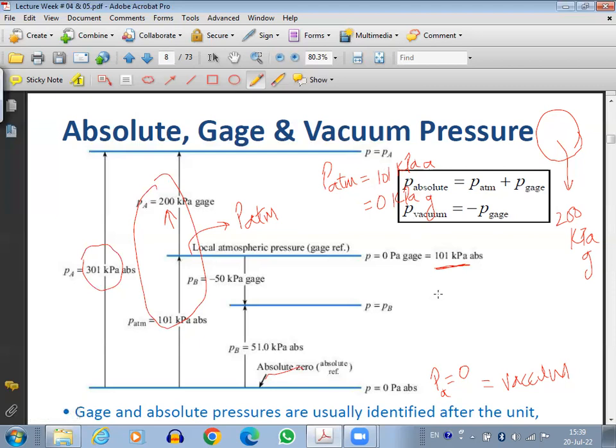So we get an equation here: P absolute is equal to P atmosphere plus P gauge. If I know the absolute and atmosphere, I can find gauge. If I know the atmosphere and gauge, I can find absolute. If I know the absolute and gauge, I can find atmosphere.